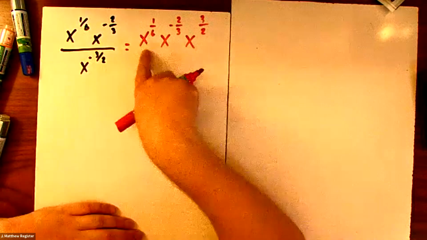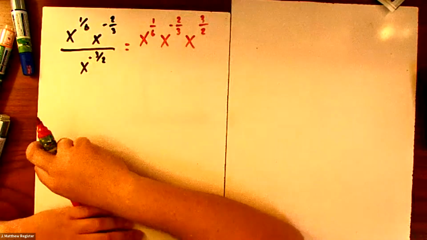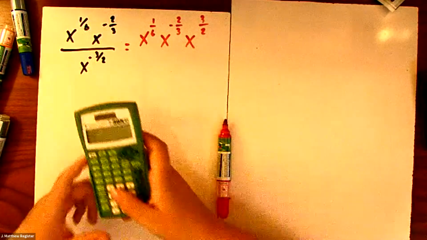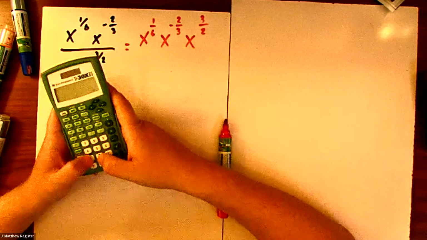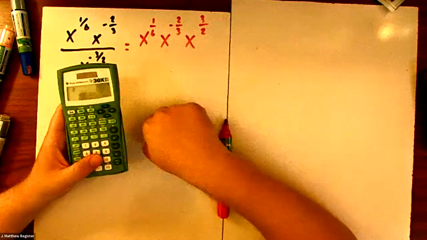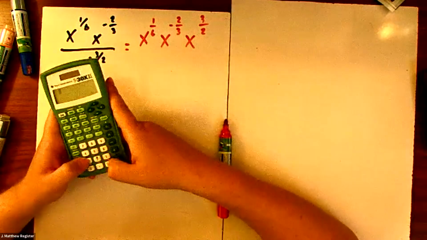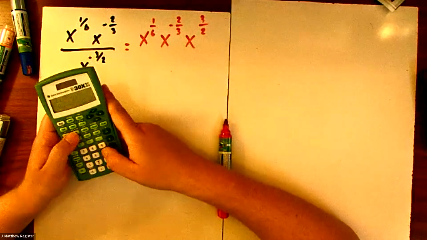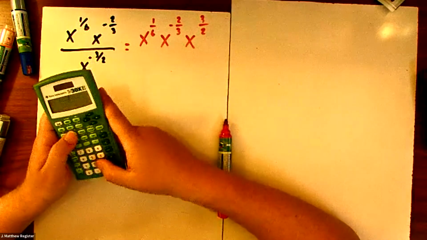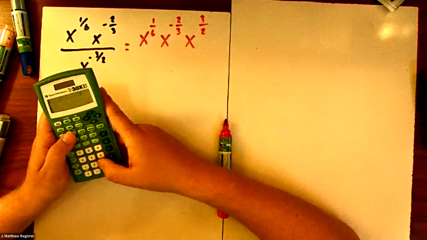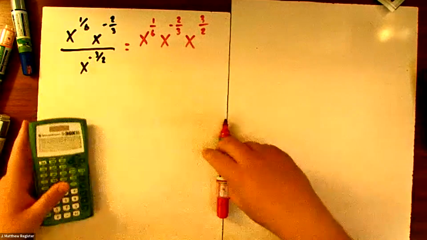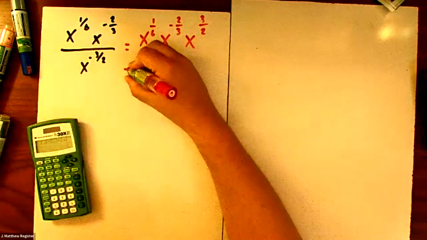Now we can just add these exponents. And if you want, you can get a common denominator and go that approach. I'm feeling lame today, and so I am going to use my calculator, because one of the benefits of the TI-30X is it does fractions very, very well. And so I can do 1/6 minus 2/3 plus 3/2, and I actually get 1 out of it. That's kind of fun.